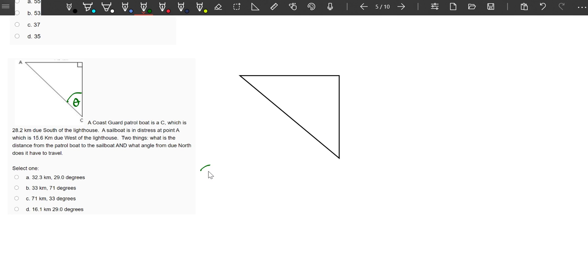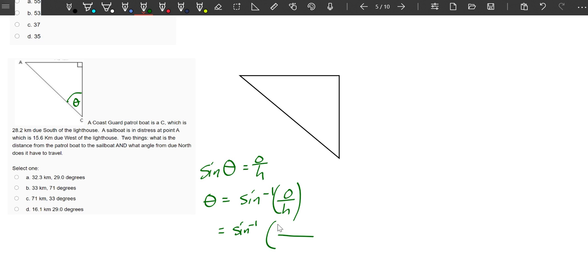Our angle was, we were using this formula, and I'm looking for the angle, so I'm doing sine to the -1. My opposite side was 15.6, and my hypotenuse we figured out was 32.227.